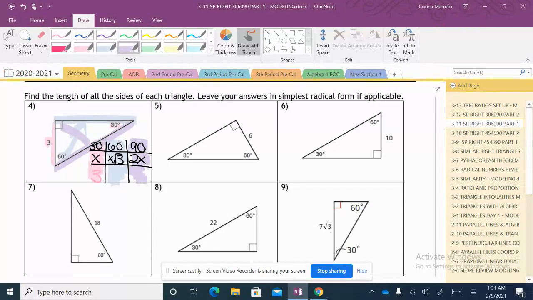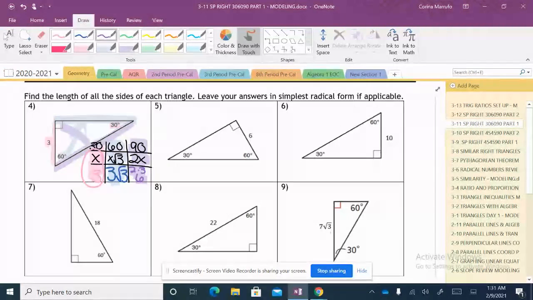Okay, now with this information, I know that x is equal to 3. So then I'm going to go ahead and plug it in here. So this one would be 3 times the square root of 3. And then when I plug it in the last box, it'll be 2 times 3, which is 6. All right, let's go into the next example.